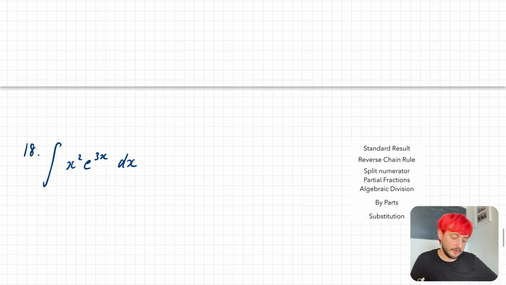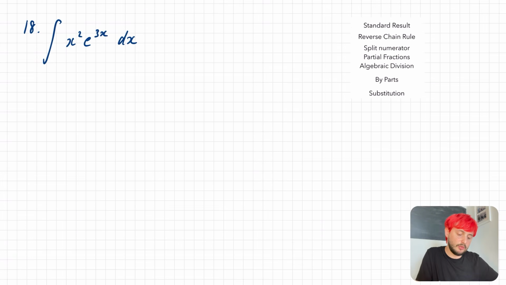Okay, we're nearly there. We're coming on to question 18. Now this one, I know that this is a by parts question, but one of the things I want you to look out for when by parts is useful is when the two kinds of functions that you've got here feel really different to each other.